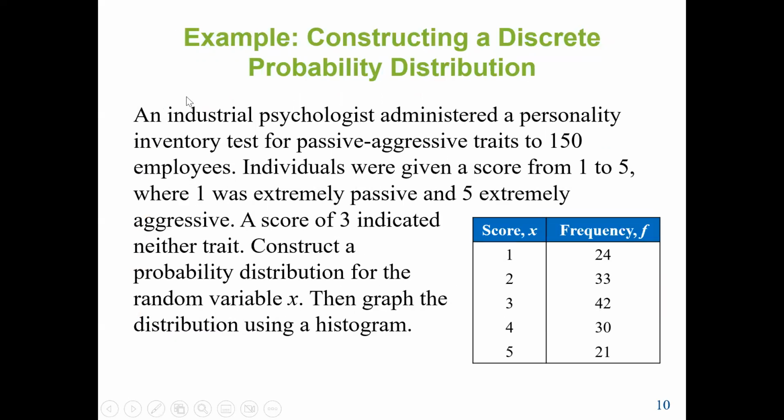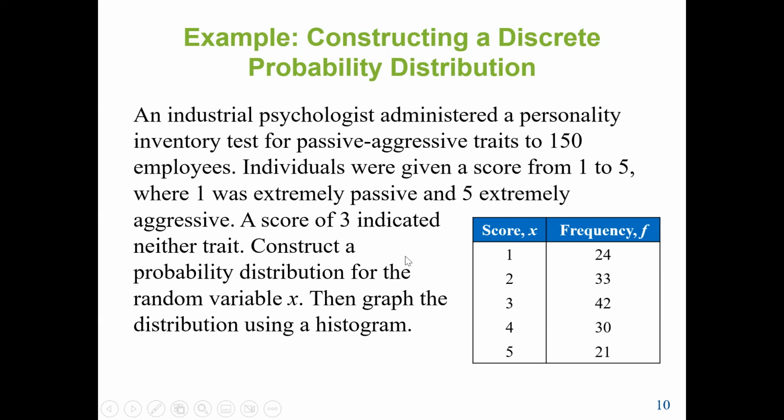In the example given, an industrial psychologist administered a personality inventory test for passive-aggressive traits to 150 employees. Now, individuals were given a score from 1 to 5, where 1 was extremely passive and 5 was extremely aggressive.